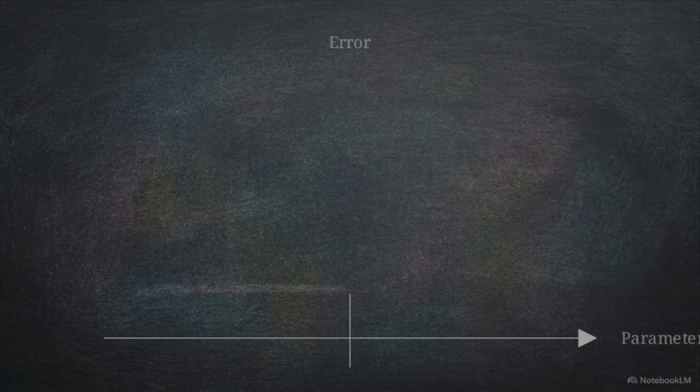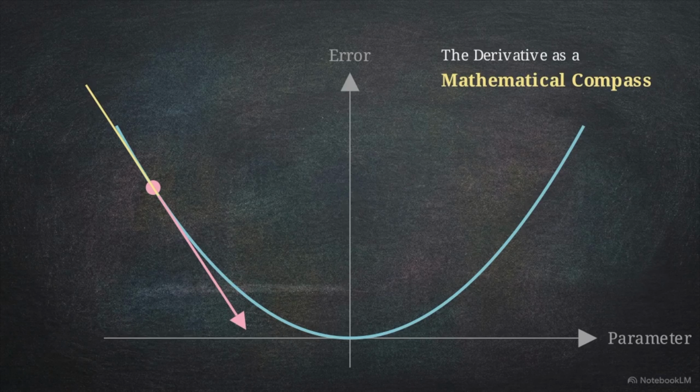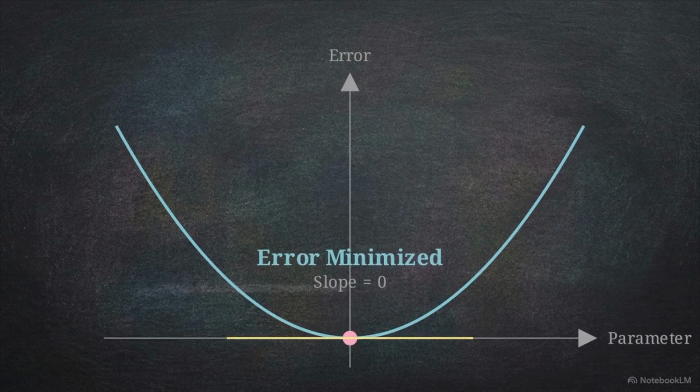We use standard single-variable calculus to find the derivative, which tells us the exact slope of the curve at any given point. That slope acts like a mathematical compass. It tells that single parameter exactly which direction to step and how large a step to take to move closer to the bottom of the curve where the error is minimized.